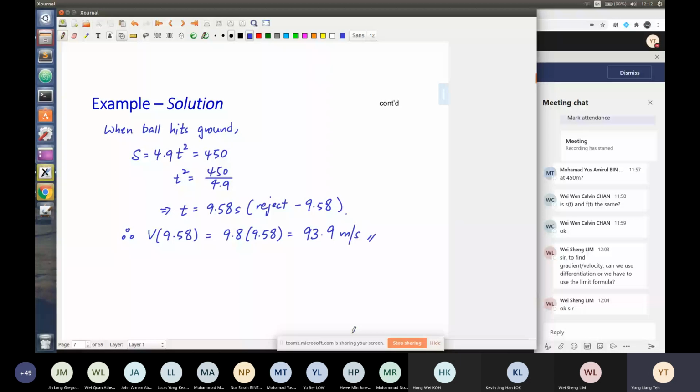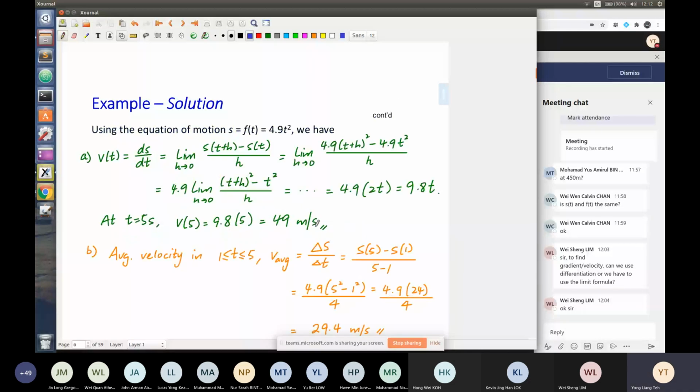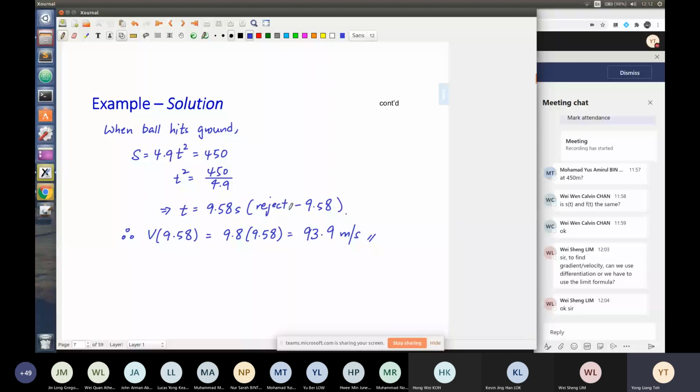The value should make sense because by the time it hits the ground, the velocity would have been accelerated to a much faster value. After 9.5 seconds, you can see that the velocity is indeed much larger as compared to the average velocity here, and at 5 seconds, it is 49 meters per second. Questions on this example?